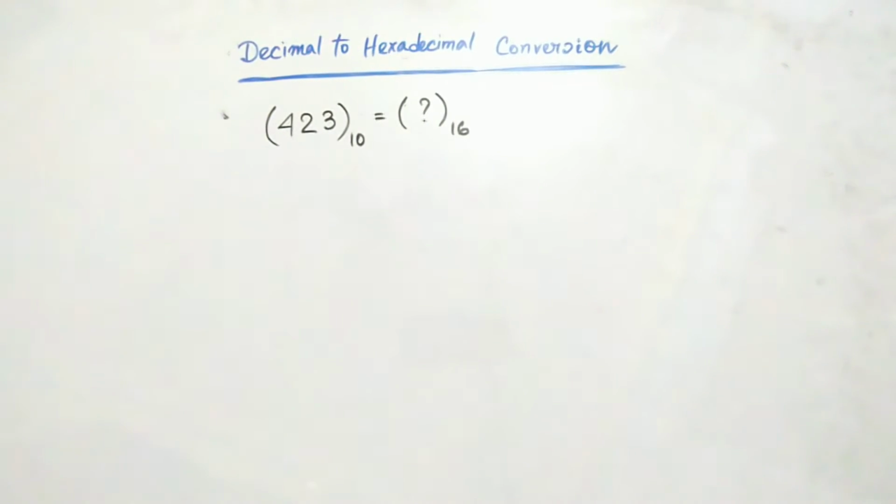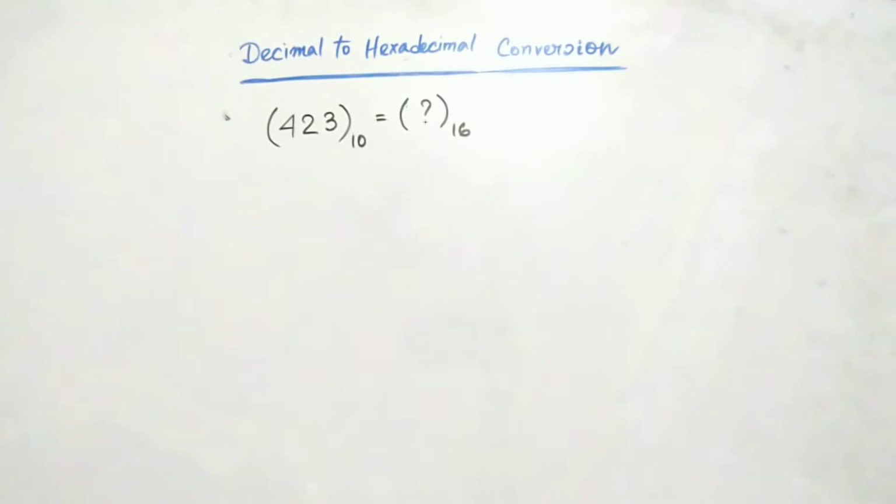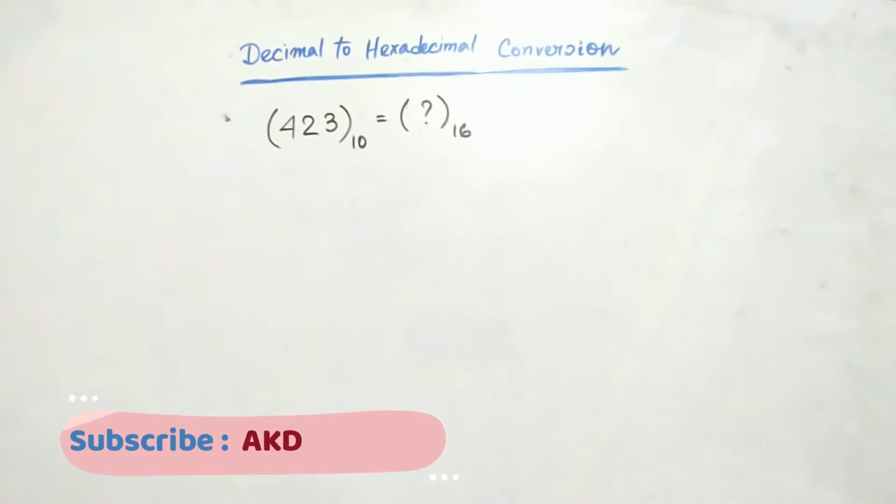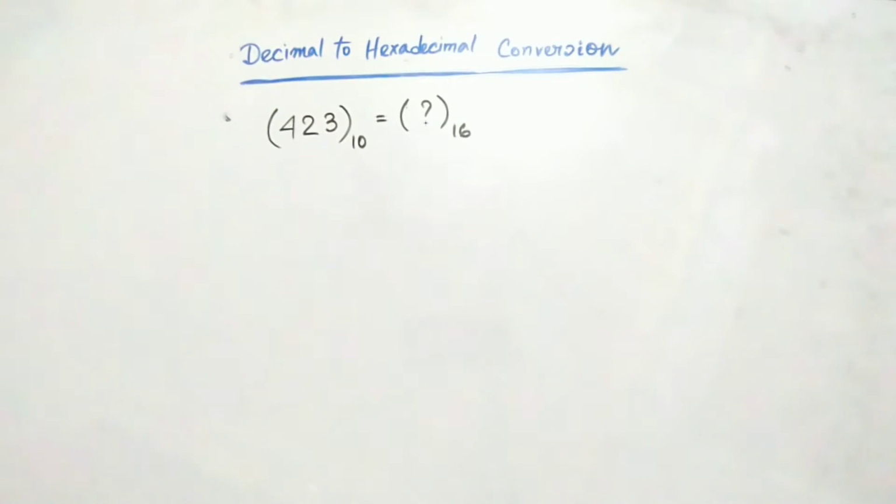Now we can convert any decimal number into its equivalent hexadecimal number, and for the procedure we are going to just recall the same procedure that we have followed in decimal to binary conversion or in decimal to octal conversion. There we used the repeated division method. Here also we are going to use the same procedure, where we divide the given decimal number by the base of the hexadecimal, which is 16, and in each and every division we are going to collect the remainders.